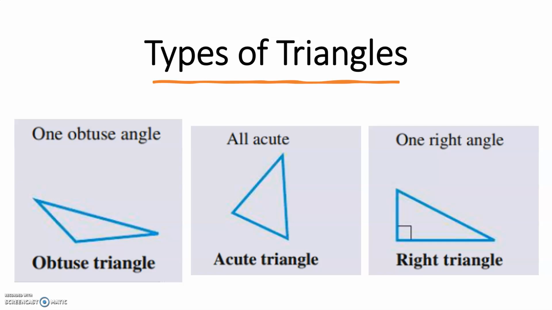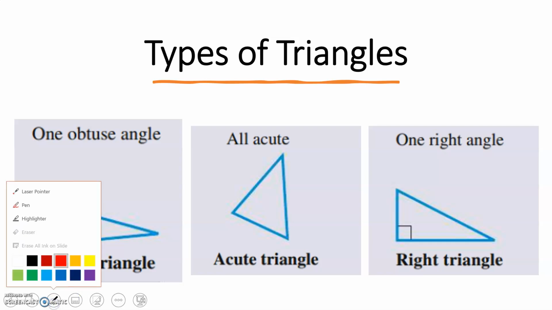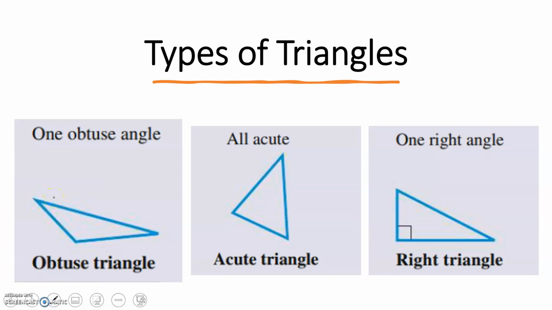And so the very first triangle we have here is an obtuse triangle. An obtuse triangle is a triangle that has one obtuse angle. Recall that an obtuse angle is an angle that measures between 90 and 180 degrees. So if you look at this triangle here, here is your obtuse angle. This is the angle that's between 90 and 180. So because this triangle has one obtuse angle, it is considered an obtuse triangle.